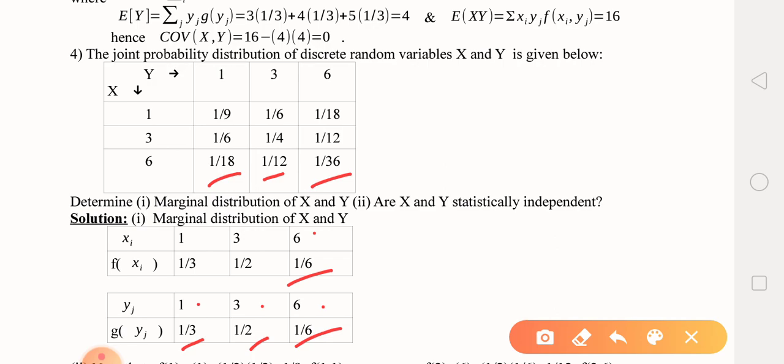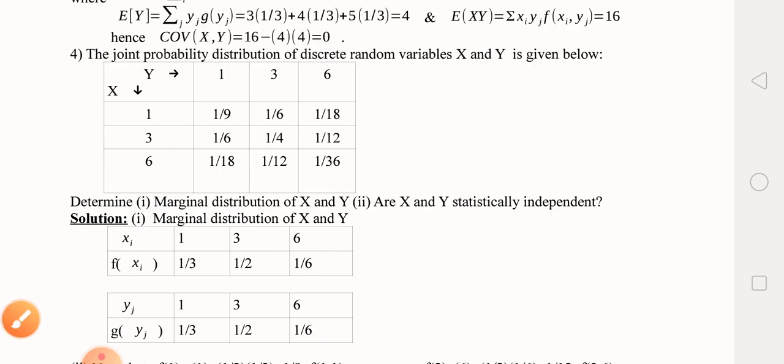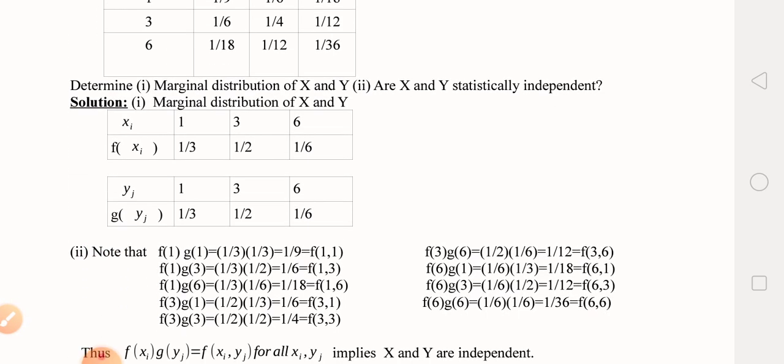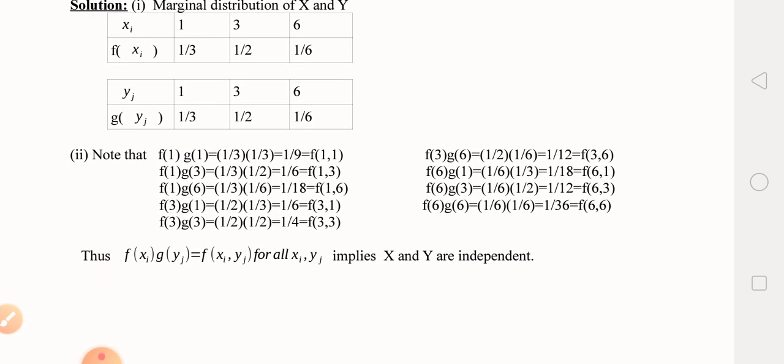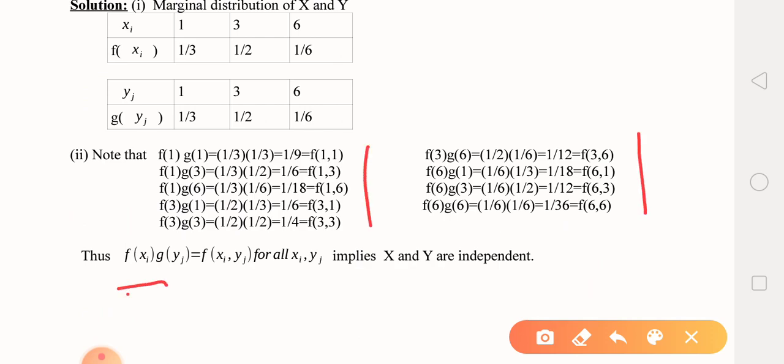So, if you multiply the probabilities for each x value and y value separately, and compare with the joint probability of them, you will get that f of xi into g of yj is equal to f of xi, yj for all xi, yj. That implies x and y are independent.